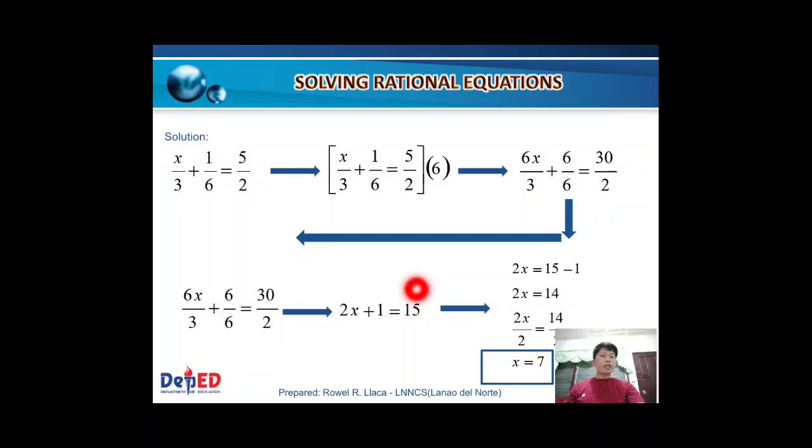By applying the subtraction property of equality, it becomes 2x equals 15 minus 1, and 2x equals 14. Divide both sides by 2. It becomes 2x over 2 equals 14 over 2, and simplify. The answer is x equals 7.